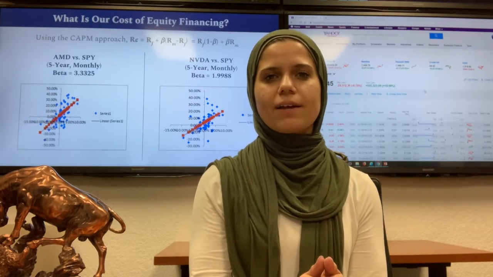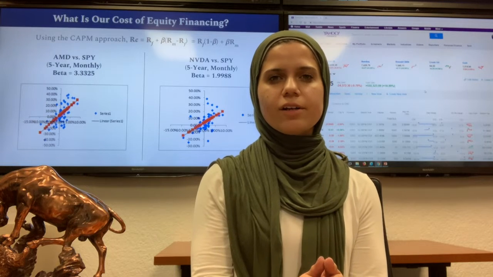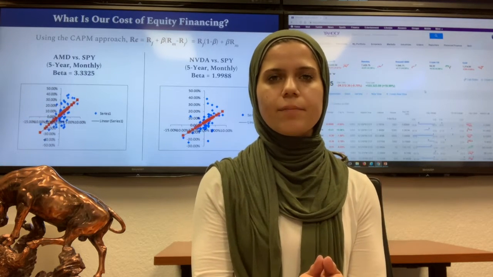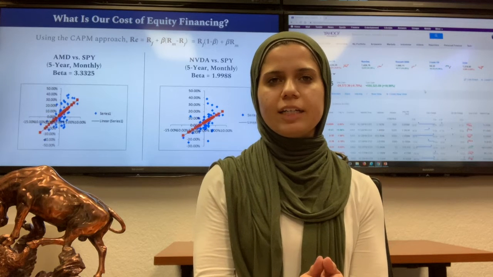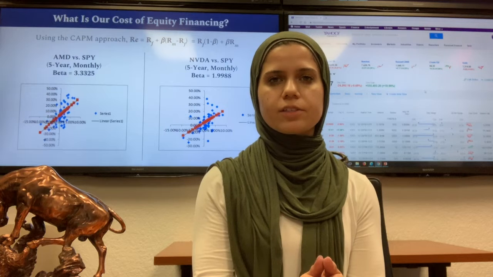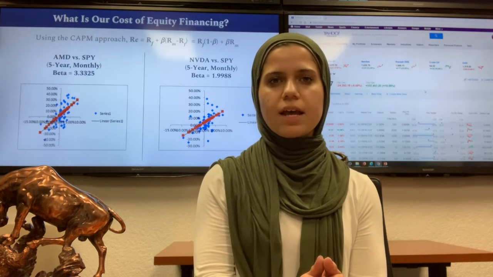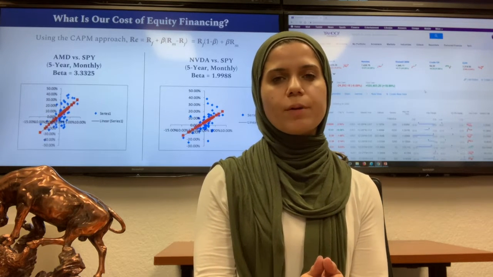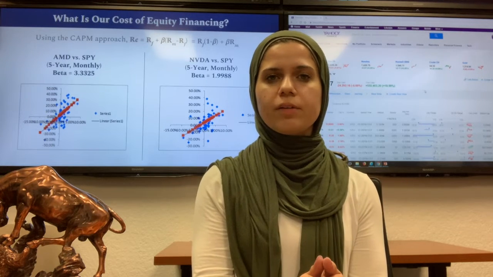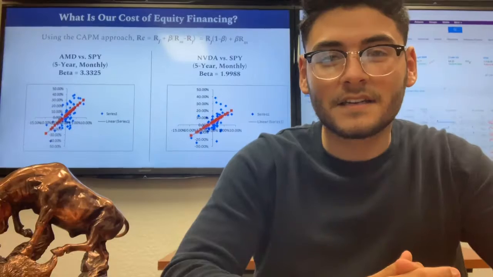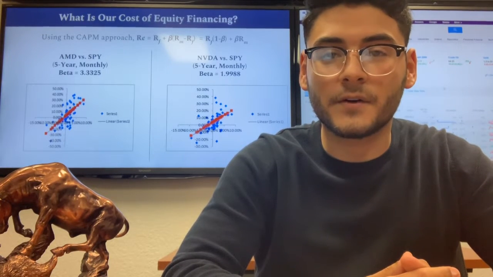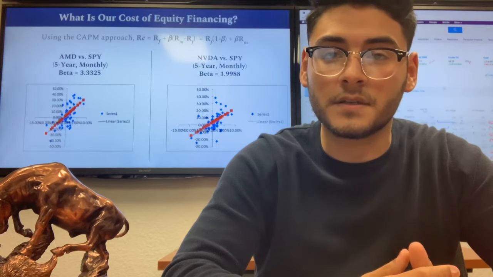What is our cost of equity financing? In order to find this, we must first know the beta of our company, AMD. To find the beta, we completed a regression analysis, comparing a 5-year time period of monthly returns with the S&P 500. This gave us a total beta of 3.3325 for AMD, which is extremely volatile when compared to the market. After completing the regression analysis, we found NVIDIA's beta to be roughly 2. We prefer this as it is less volatile than the other company.